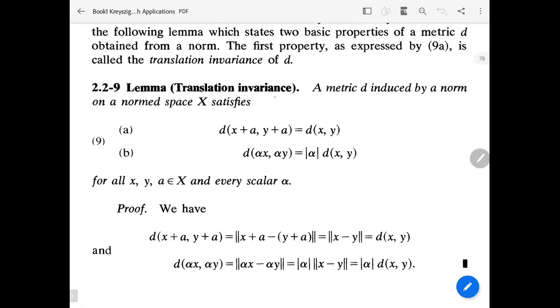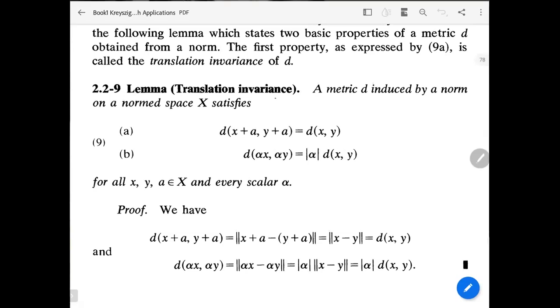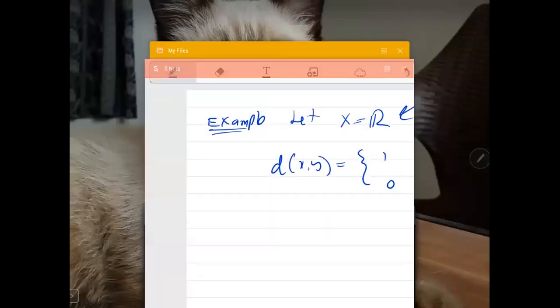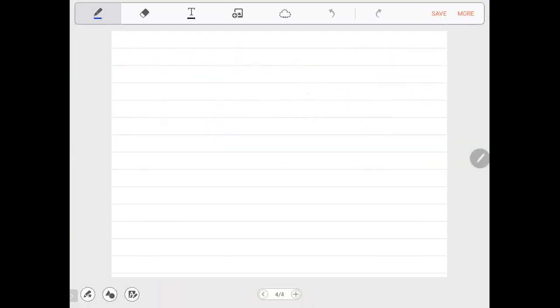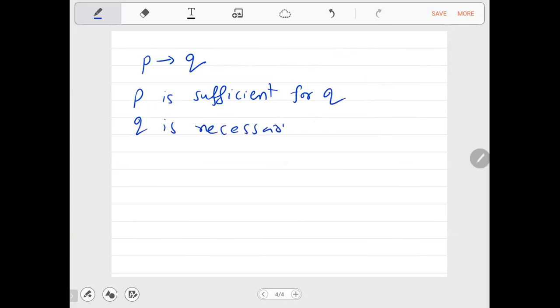Somebody was saying that it is sufficient, so let me describe what he means. We have this implication: P implies Q. So P is sufficient for Q, or Q is necessary for P. This is the language we use.